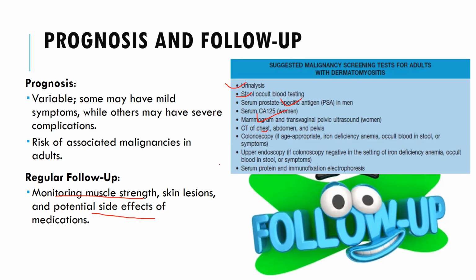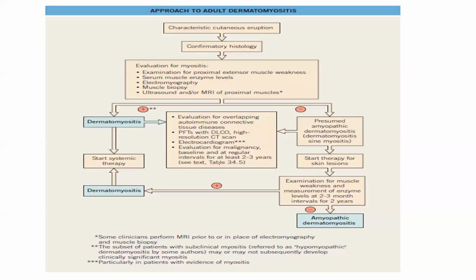All these cancer screening tests are trying to make sure that your dermatomyositis is not due to any other underlying malignancy, because we say that in adult patients, 15% of them have an underlying malignancy. So this table here summarizes the approach.